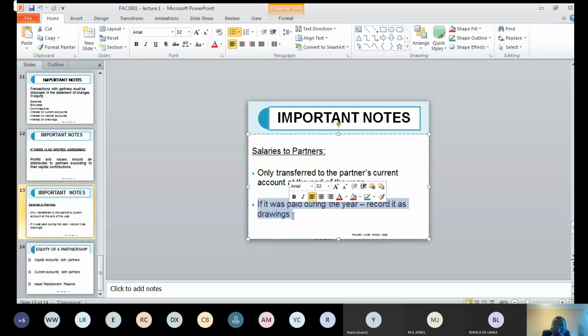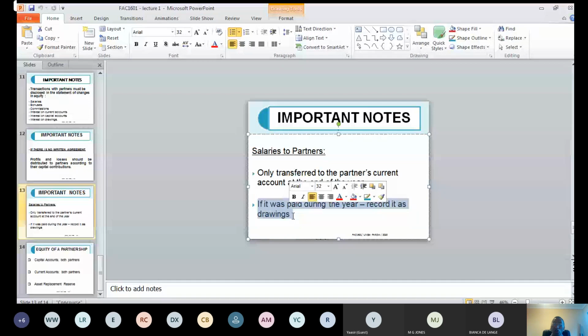Salaries paid during the course of the year is not recorded as salaries. We call that drawings. The only time you work with salaries is at the end of the financial year. And then you take the total amount that the partner is entitled to. You transfer that to his current account. And how do we know how much is he entitled to?